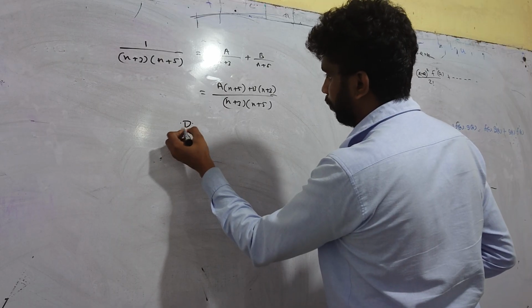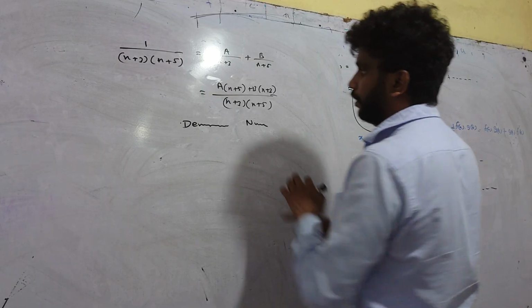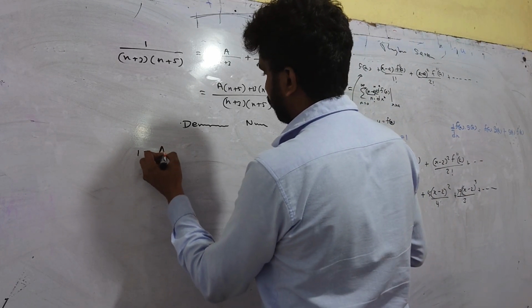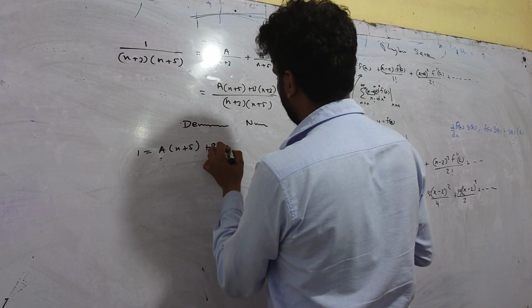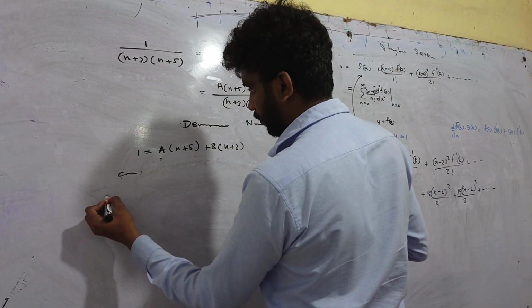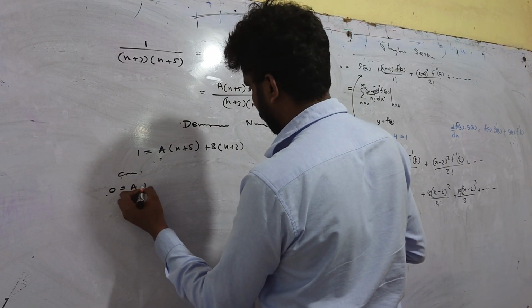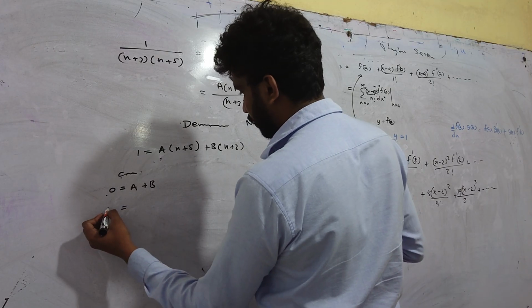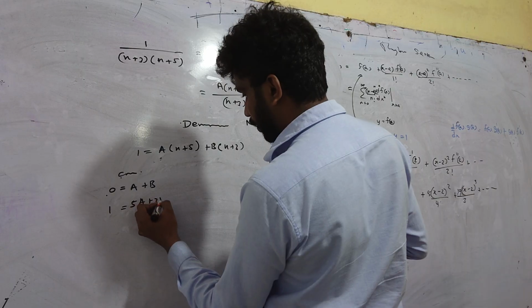Compare these: the denominators are equal, therefore the numerators are equal. So 1 equals a into n plus 5 plus b into n plus 3. Compare coefficients: the coefficient of n is 0, so a plus b equals 0. The constant is 1, which is 5a plus 3b, right?